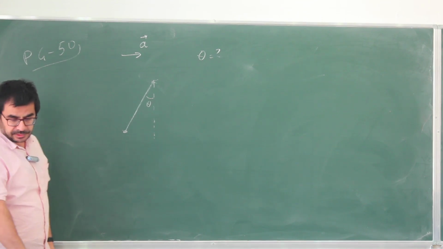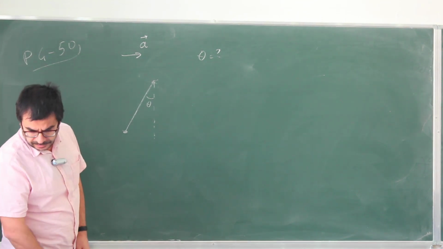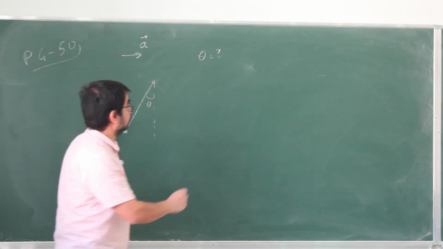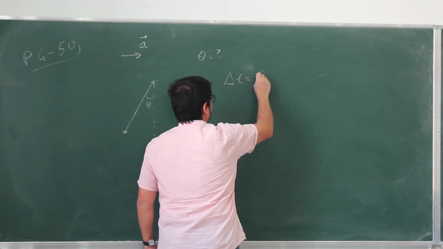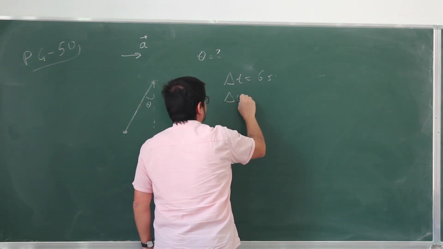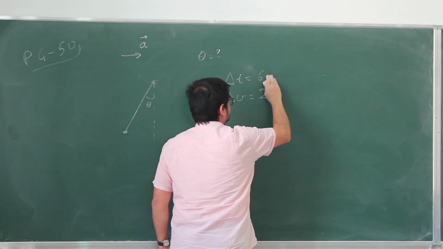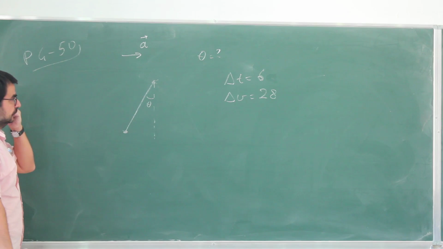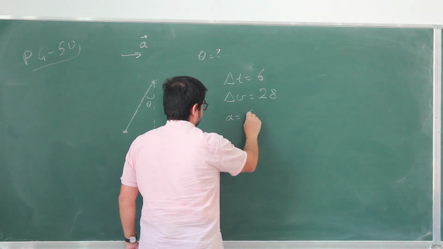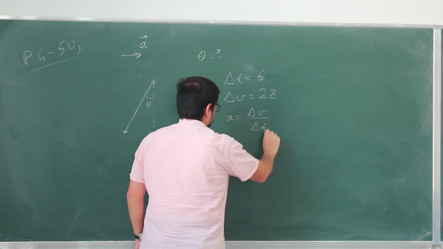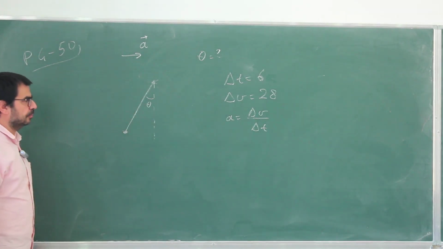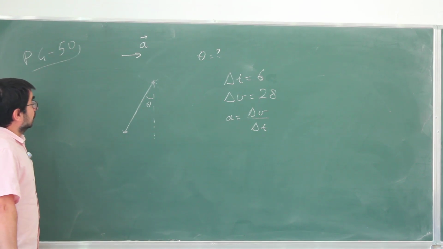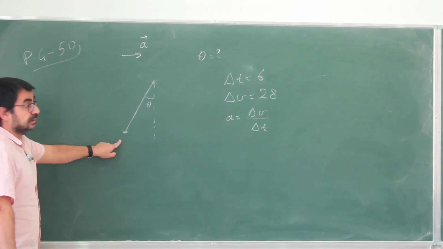They don't give you the acceleration, but they give you enough to calculate it. They say from rest to 28 meters per second in 6 seconds. So delta t is 6 seconds, and your delta v is 28 meters per second. A little bit of kinematics with dynamics. All right, so how does this happen?